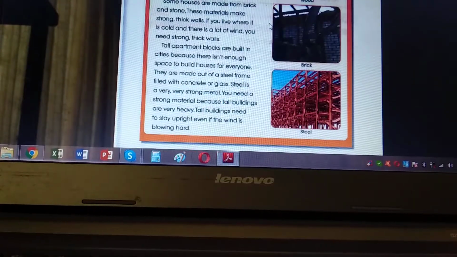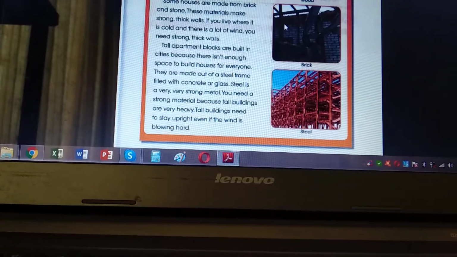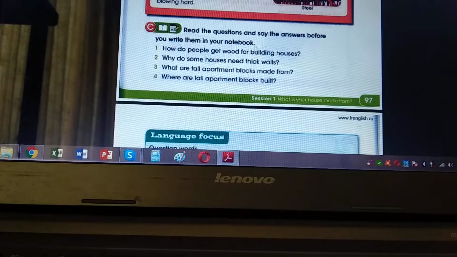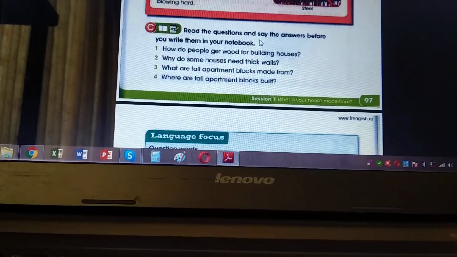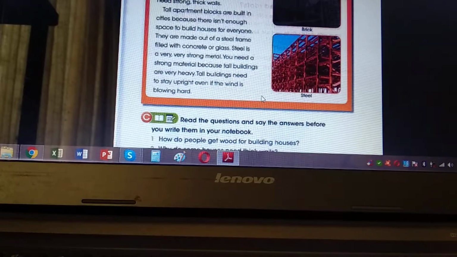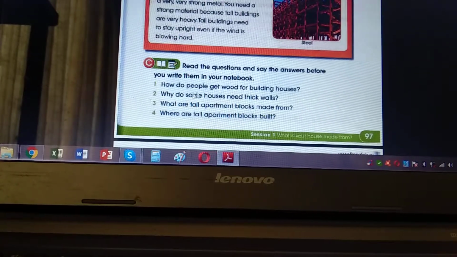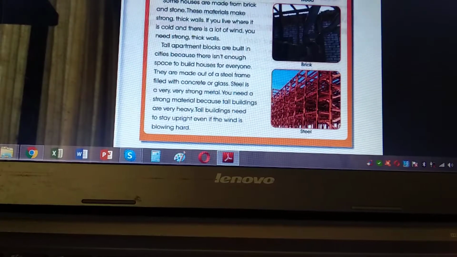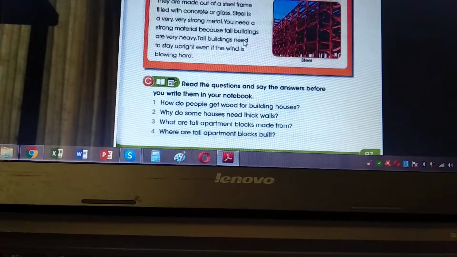Now you know that each house has a different type of material to make a house. Okay, read the questions and say the answers before you write them in your notebook. How do people get wood for building houses? Alright, you can find the answer right here. How do people get wood for building houses? Okay, now let's take a look. People can cut down trees to get wood.